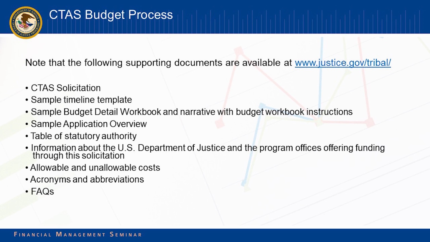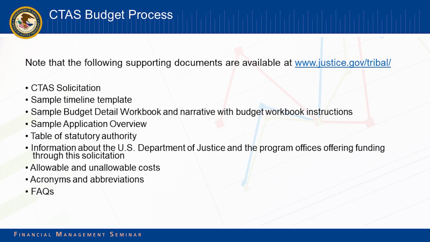Along with the budget detail and budget narrative, you will need a budget summary. But another good thing about the CTAS budget workbook, it will automatically create that budget summary for you once you have completed the budget detail and budget narrative. Now, the budget summary actually shows the total amount that is being requested in each budget category. With the CTAS budget summary, it will also show and summarize an amount that is being requested for each purpose area as well.